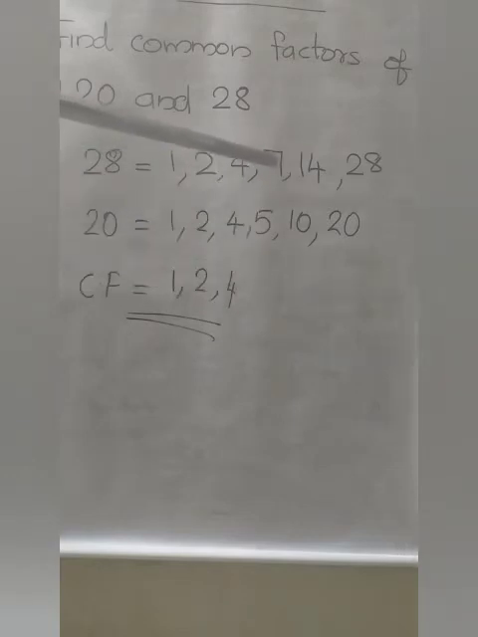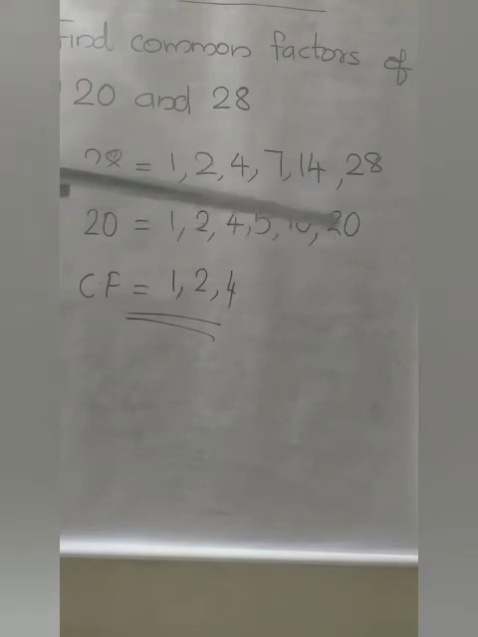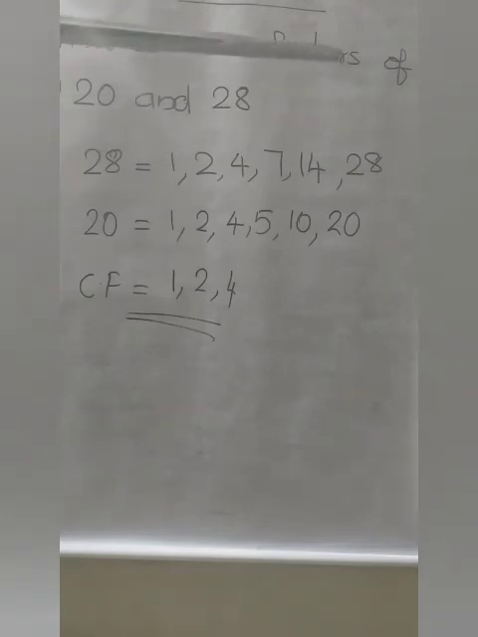Next we have 7 here. But do we have 7 here? No. 14, no 14. 28, no 28. Here 5, there is no 5. Here 10 is there, but here there is no 10. Here 20, here there is no 20. So write down only what is common, because the question is to find the common factors between the two numbers. So what are the common factors between 20 and 28? 1, 2, 4.